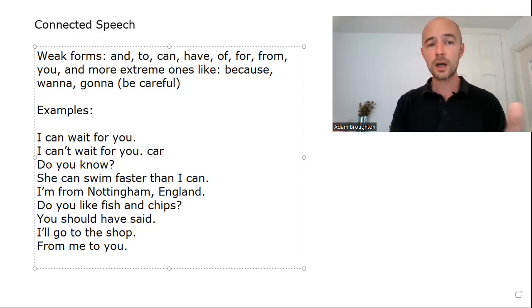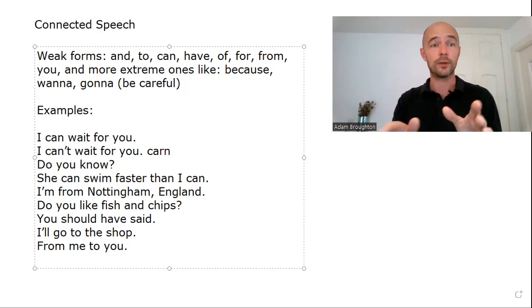Just like you've got a car that you drive, put an N on the end, and you've got the pronunciation of this, can, in a sentence.